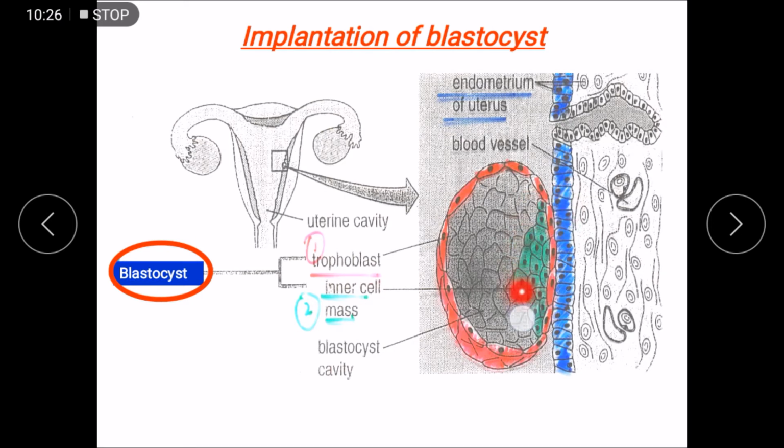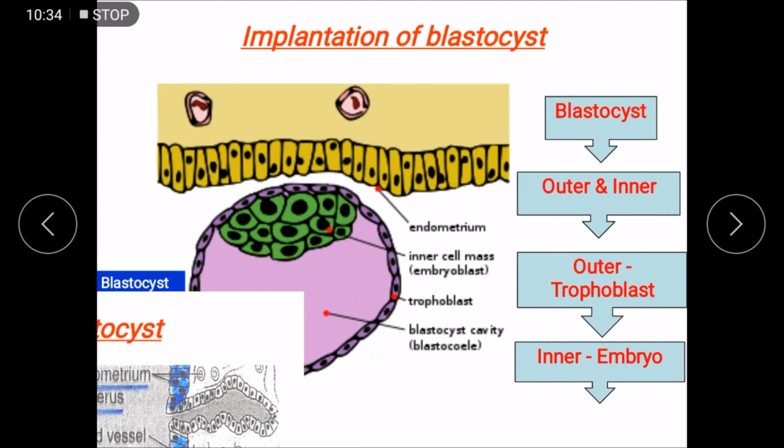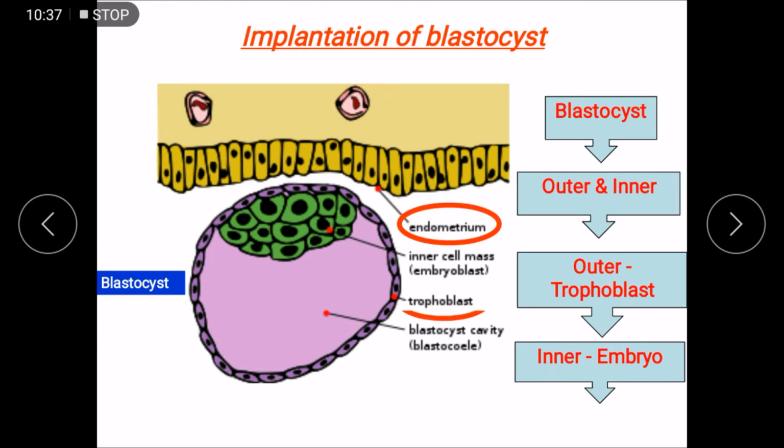Now you see, this inner cell mass will have 2 parts later. Here is another diagram, so this is the endometrium, this is the trophoblast, and this is the cavity. In the blastocyst, there is the outer and the inner. The outer one, nearer to the endometrium, will join with part of the trophoblast, and we call it the trophoblast. Then the inner one will become the embryo.